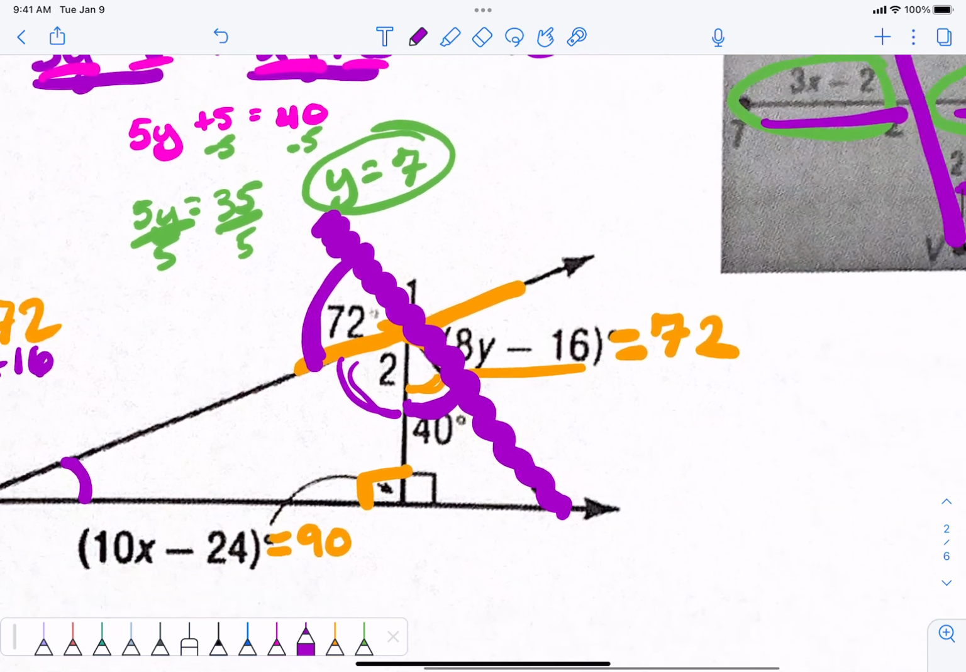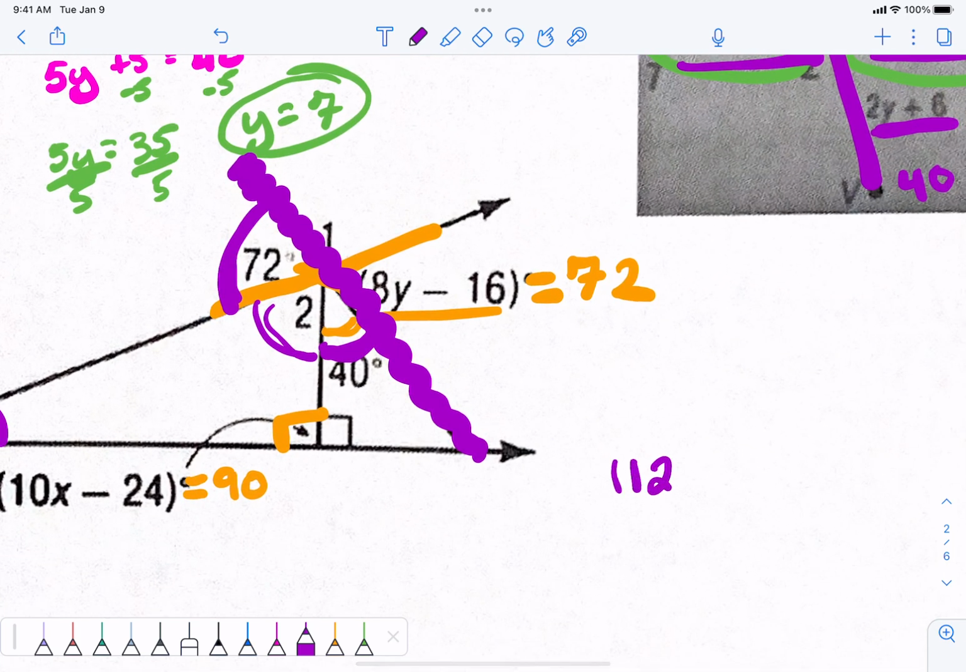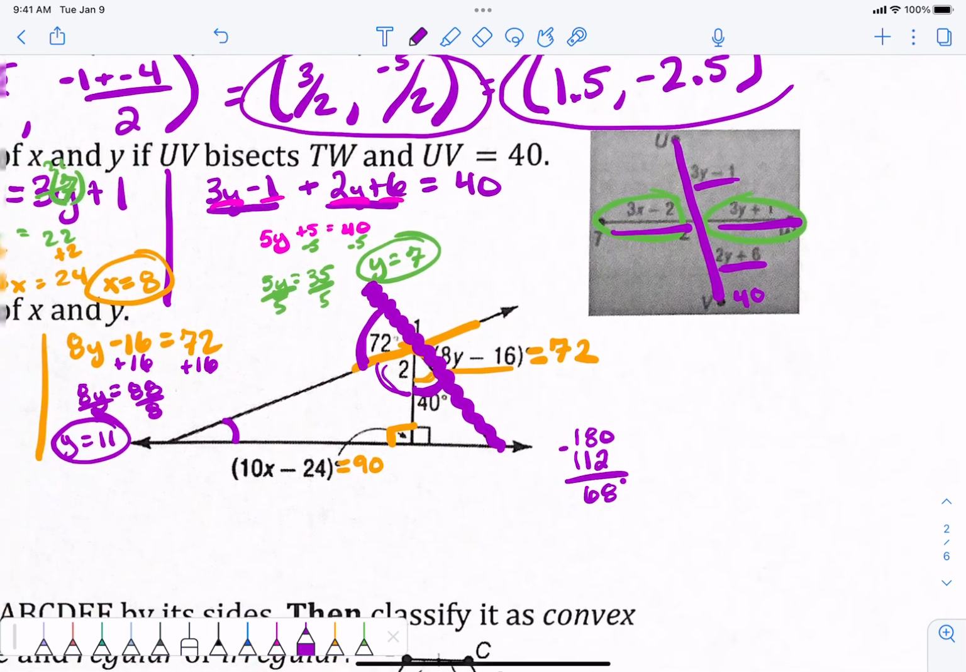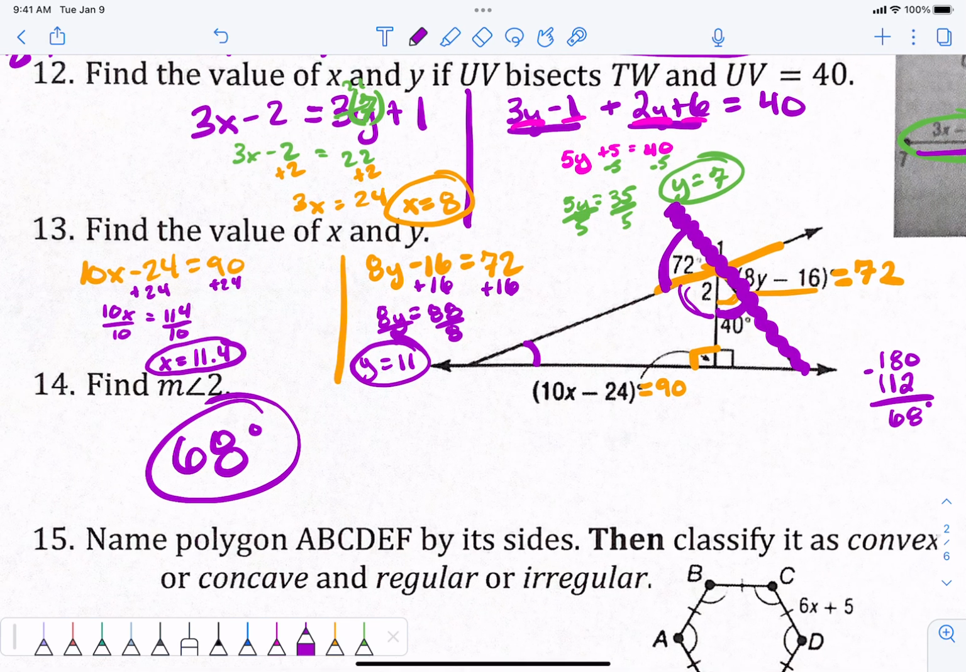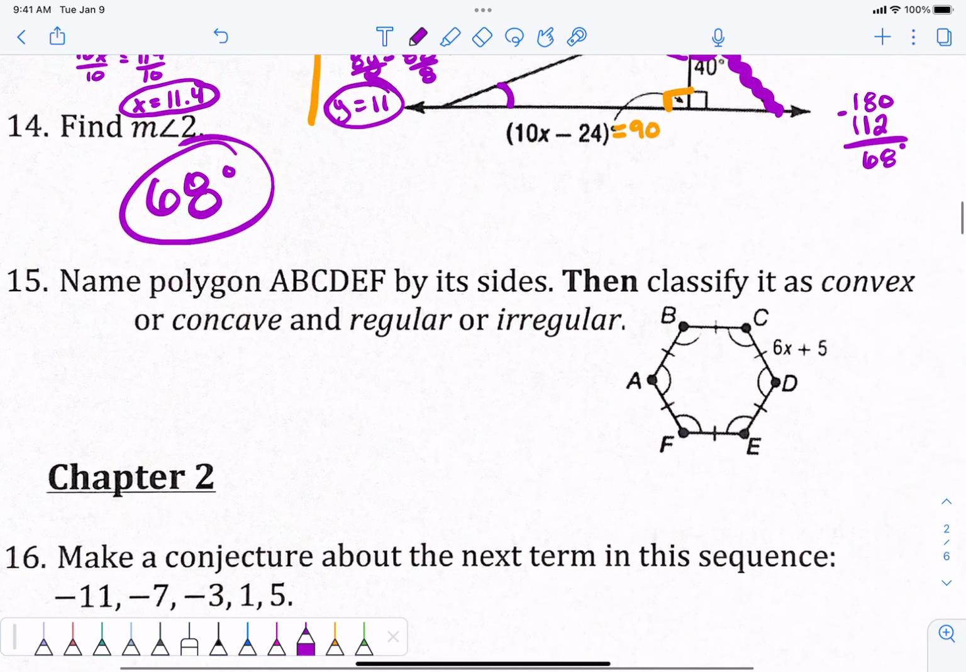72 plus 40, is that 112? Yeah. You subtract that from 180, and it is 68 degrees. Is that right or not? 68 degrees is angle 2. All right, good. Last one. And then we're to the end of the chapter, so this is a very good stopping point.